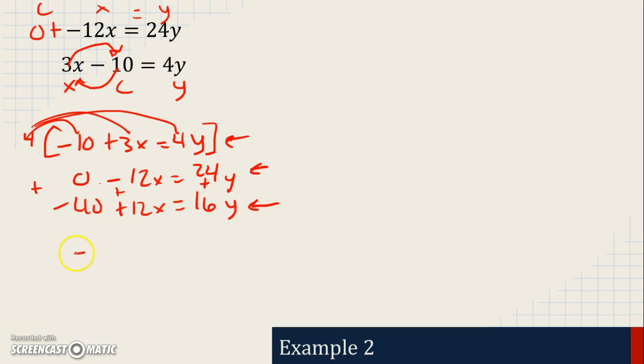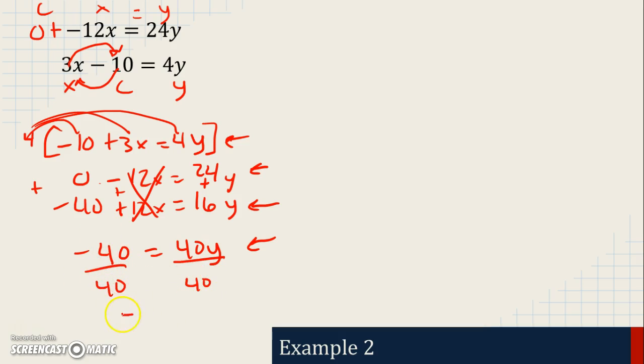0 plus negative 40 is just negative 40. These zero out, so we don't even have to write it. 24 plus 16y is a 40y. So here's our new equation. Now we're going to go ahead and solve for y using inverse operations. Divide by 40 to both sides.